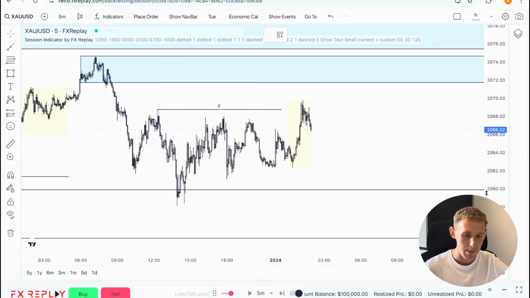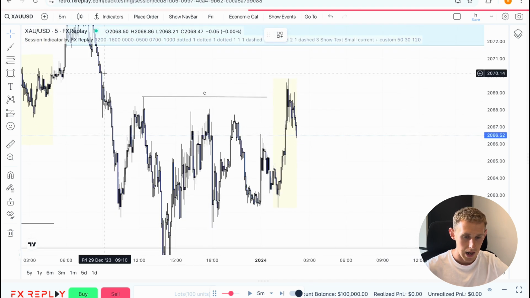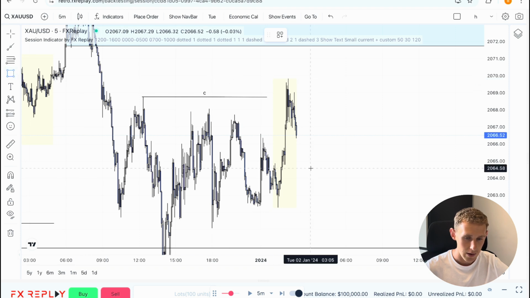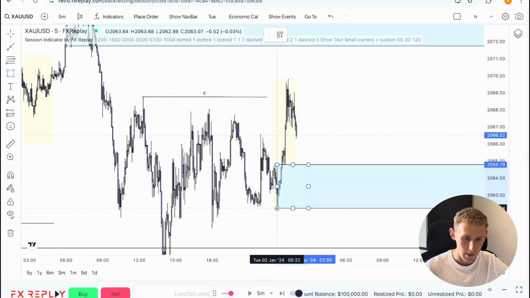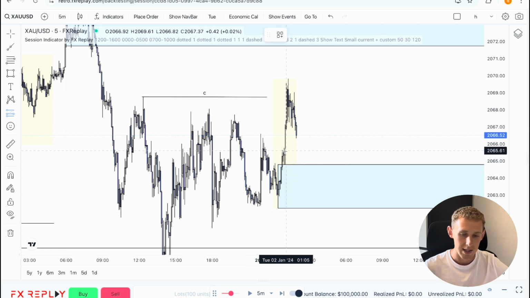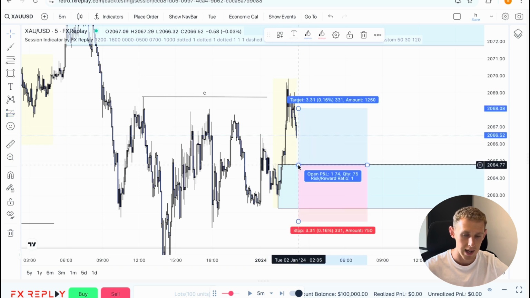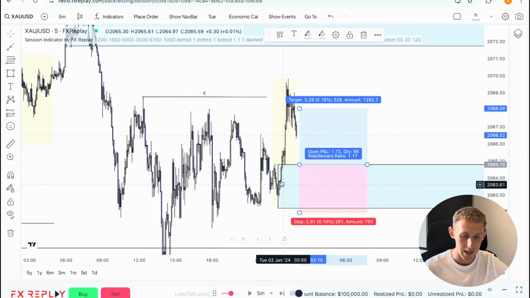Is there an area of imbalanced demand to enter from? In this case, we have this sort of imbalance down here. The reason I wouldn't go for this first one is because it doesn't have any liquidity above it. So my thought process is that because there's no liquidity above, this zone itself is the liquidity that price is likely going to take out before a potential move over to the upside.